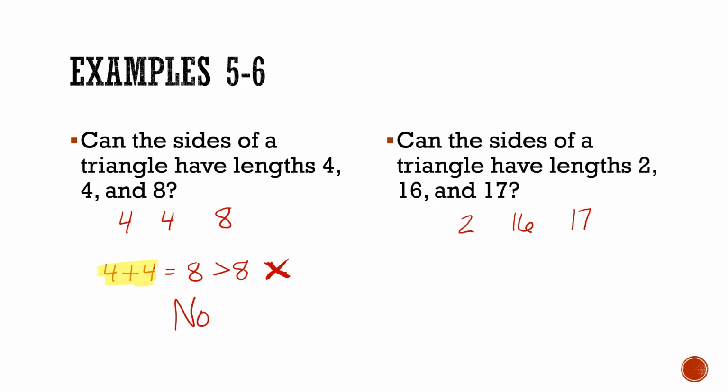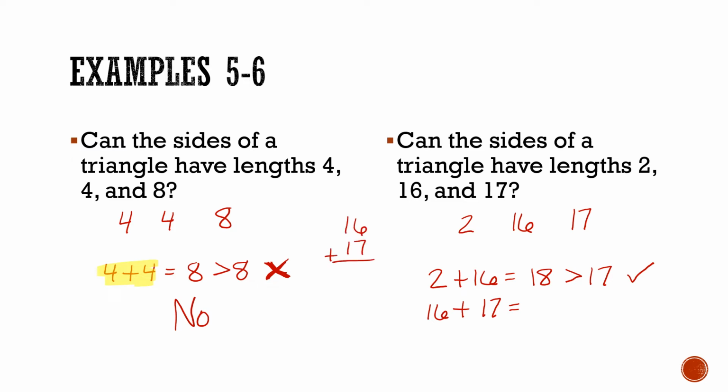Okay, and number 6, we're going to do 2 plus 16, which equals 18. So 18 should be greater than whatever that side was we didn't use. So we used 2 and 16. So 18 should be greater than 17. And that is true. So if we get a check mark, we've got to keep going. So we've used 2 and 16. So let's do 16 and 17. So 16 plus 17.